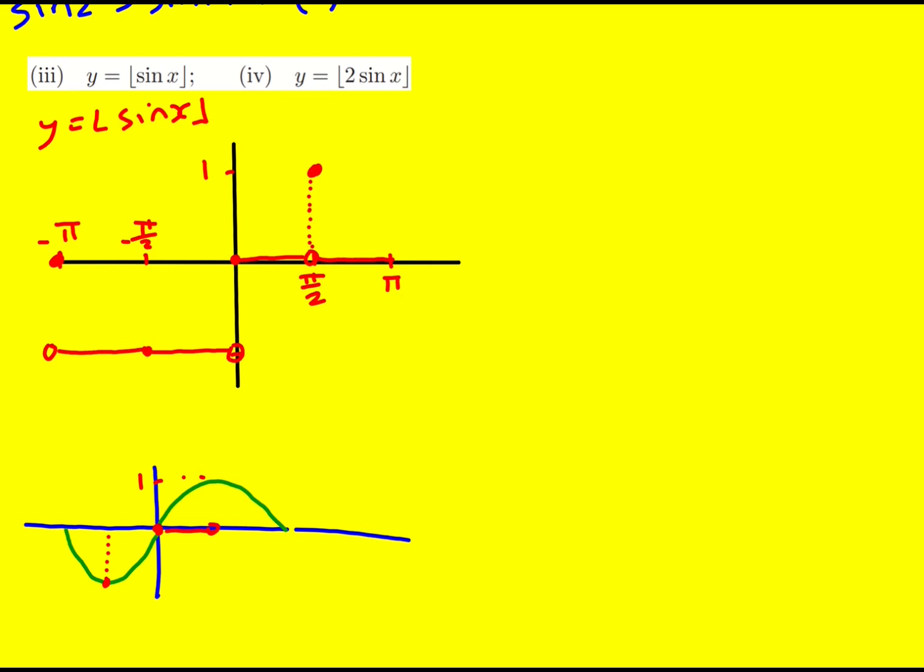But I didn't even need to put that open circle in. It's just going to be y equals minus 1 until we get back to minus pi, and it jumps back to 0. That is our function for 3. And then finally, we've got the floor function of 2 sine x.